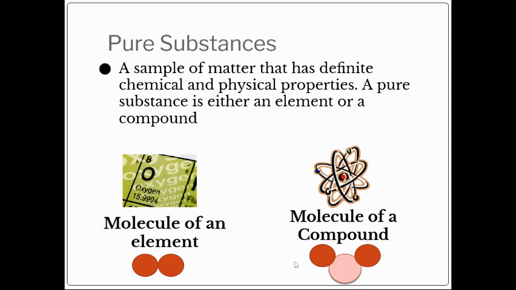A molecule of a compound is also a pure substance. A compound is a substance that has two or more different atoms chemically combined in specific ratios. So in this case, this particular compound has two atoms of one type of atom and one atom of another, chemically bound together in that particular ratio. Another pure substance that you might see is just the atom of the element itself, where you just have one atom of that element, which is considered an atom of an element.